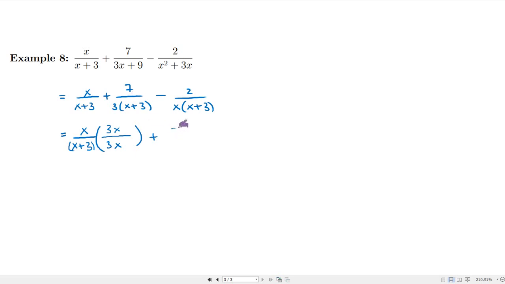What about the second one? We have 7 over 3 times (x + 3). Now this has the 3 and the (x + 3), but we're missing the x that we need from this one, so we're going to multiply and divide by x. And then the last one, we have minus 2 over x times (x + 3). So we have the x and the (x + 3), but we're missing the 3, so we're going to multiply and divide by 3.